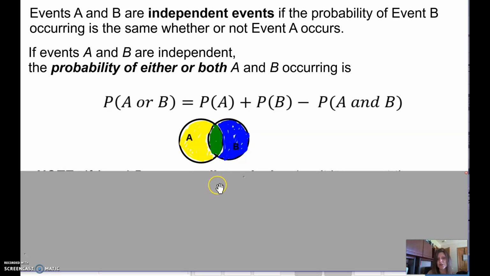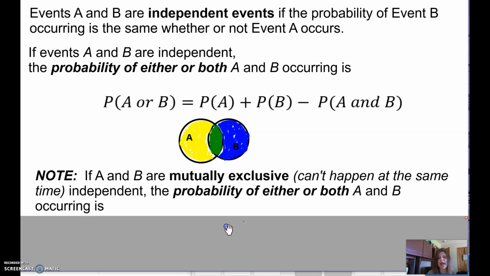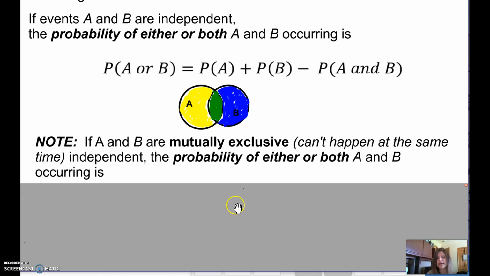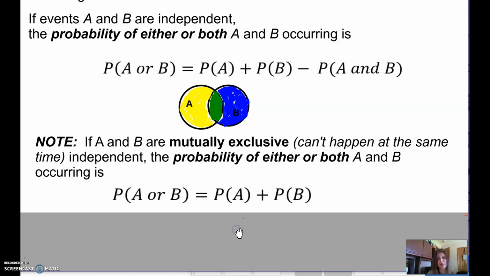There is an exception to this. What if the circles don't overlap? Then we would say what we have are mutually exclusive events. There's no way that both of them could happen at the same time. In that case, the probability of A or B really is the probability of A plus the probability of B. Now let's take a look at a couple examples.